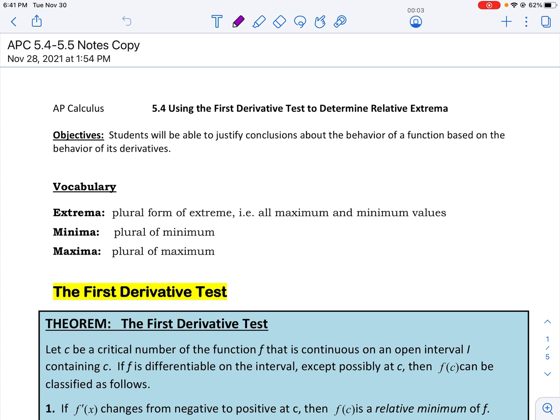Today I'm going to be going over the 5-4 and 5-5 notes. So 5-4 is on using the first derivative test to determine relative extrema. Remember, extrema is the plural for extreme, minimum, maximum values. Minima is the plural of minimum.